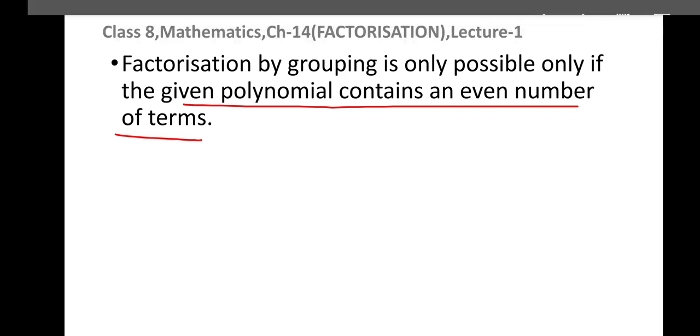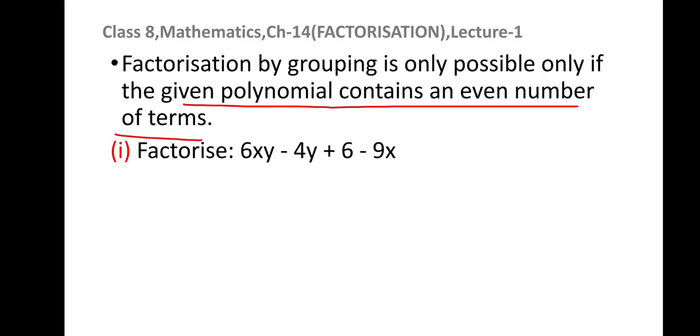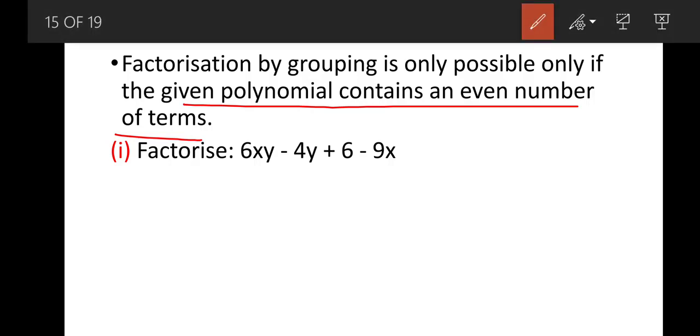Okay, so let us understand this with the help of an example. I will be taking 2 examples so that it will be clear to you. The first example I am taking is: factorize 6xy minus 4y plus 6 minus 9x. First of all, you need to check if there is a common factor among all terms. Is there any factor common among all terms? There is no factor which is common to all the terms.